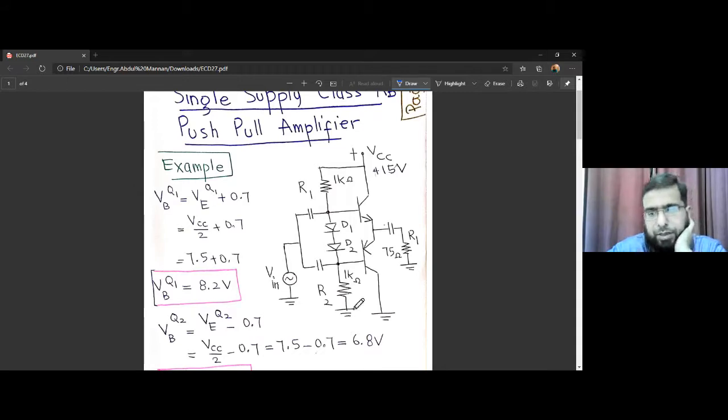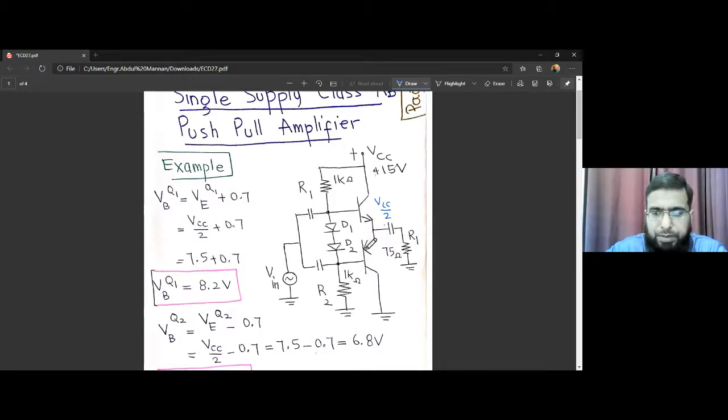We have this VCC and this ground, so it's different from the class AB push-pull amplifier where we have plus VCC and minus VCC. So it's a different circuit, and for that we know that it is biased at VCC by 2 instead of being biased at 0 volts, as it was in the case of a dual power supply system. The output DC voltage is VCC by 2.